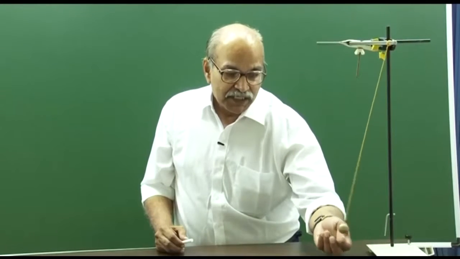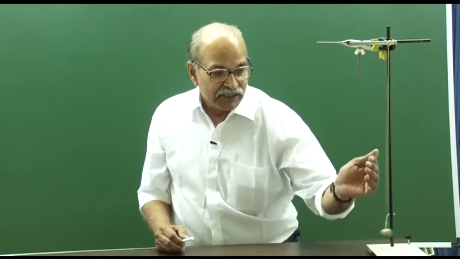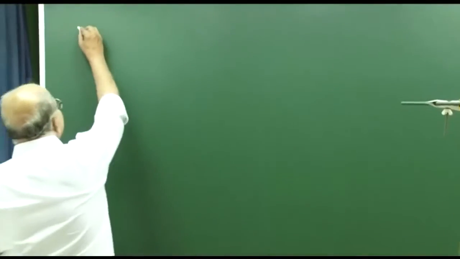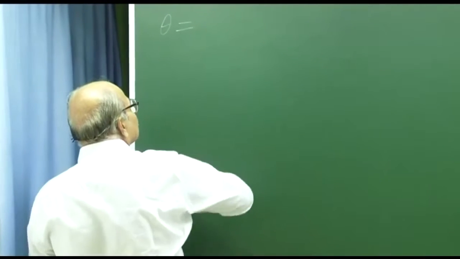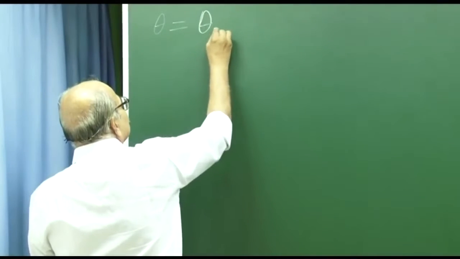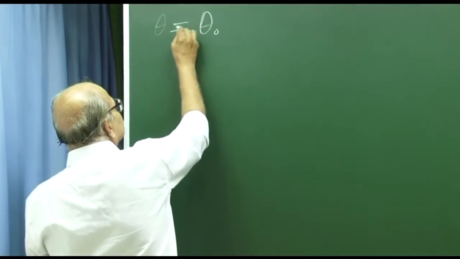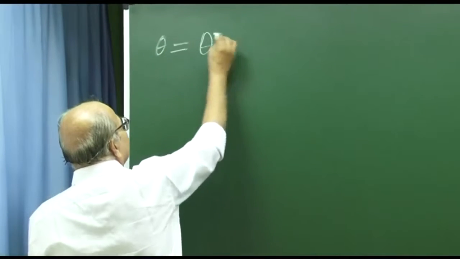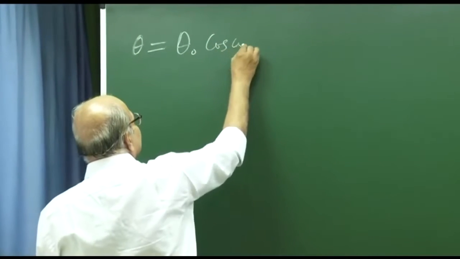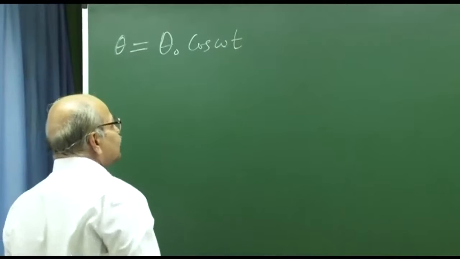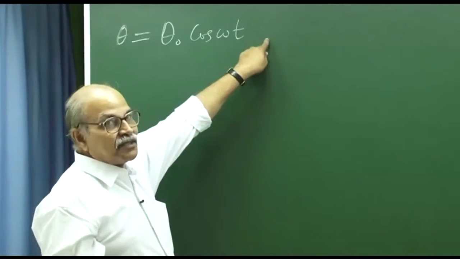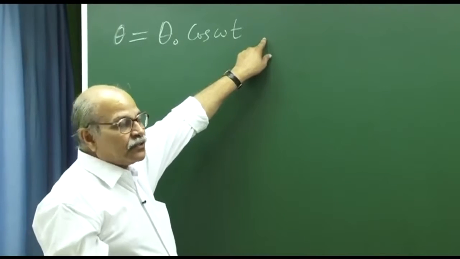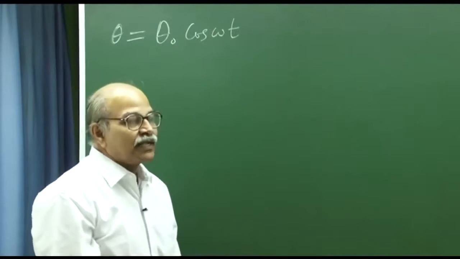If you write the equation for displacement, let us write for theta, theta equal to theta naught, which is the amplitude, and some, let us say, cos omega t. You can write sin omega t, you can write cos of omega t plus some angle phi, which is constant, does not depend on time, and so on. So, this kind of equation you write.